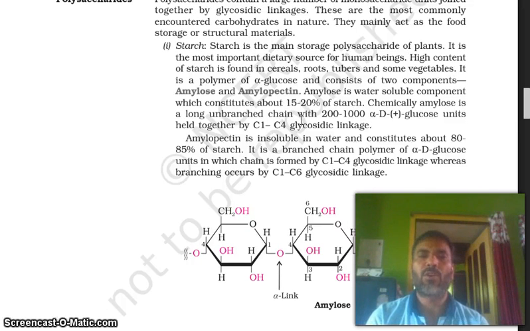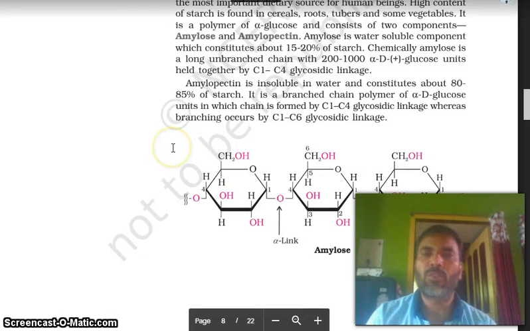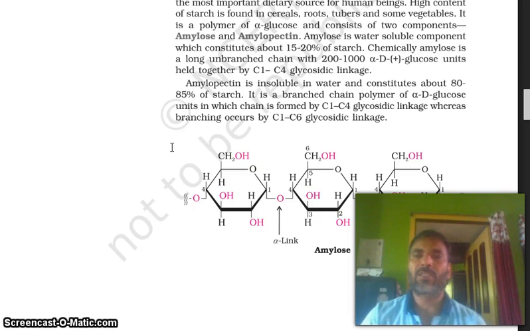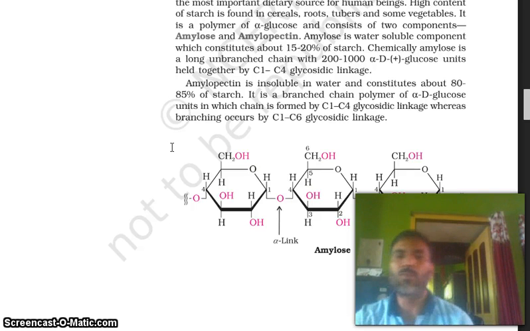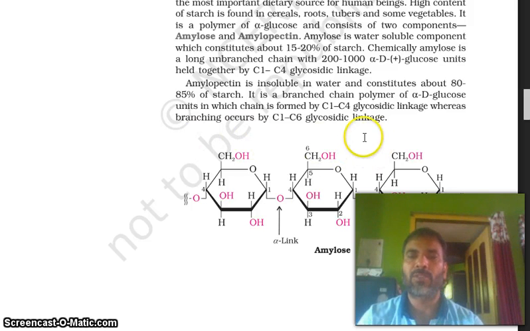Chemically, amylose is a long and unbranched chain with 200 to 1000 alpha D glucose units held together by C1 and C4 glycosidic linkage. Amylopectin is insoluble in water and constitutes about 80 to 85% of starch. It is a branched chain polymer of alpha D glucose units in which the chain is formed by C1 to C4 glycosidic linkage, where branching occurs by C1 to C6 glycosidic linkage.